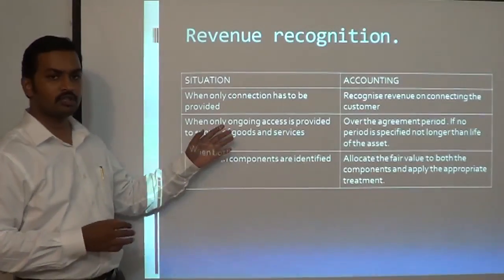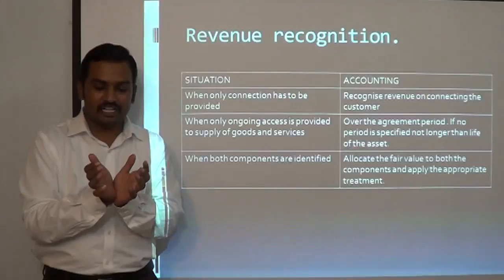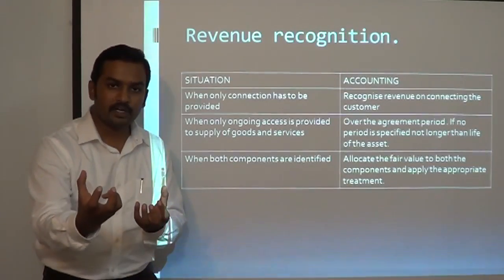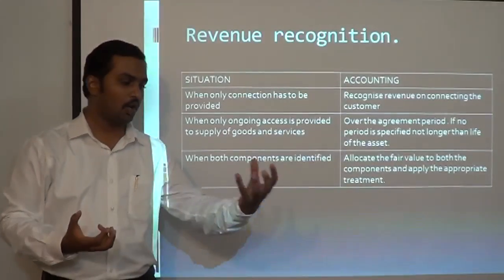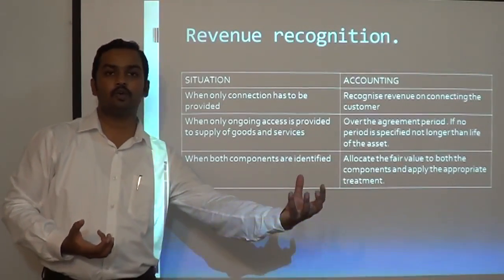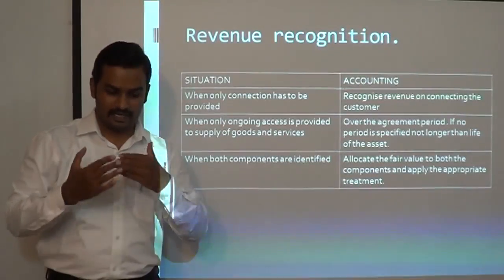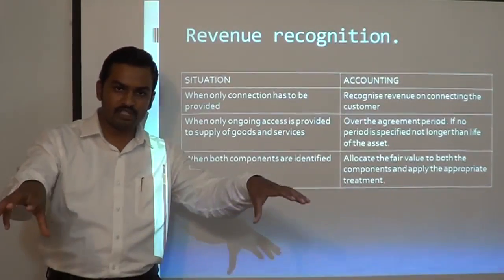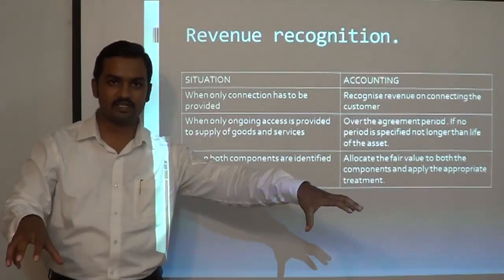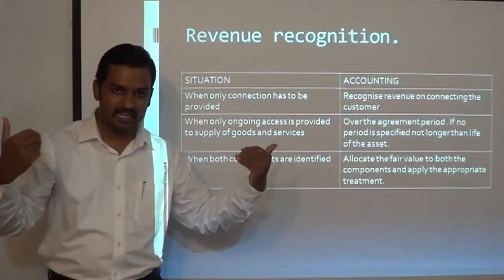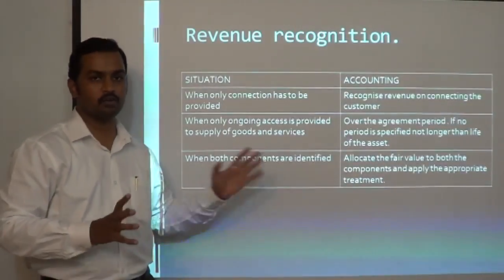If you have to provide both, then the fair value of the item of property, plant and equipment which has been received has to be allocated to the component relating to providing connectivity and the component relating to providing ongoing access to supply of goods and services. In exchange for the asset, if you have to provide both the services, connectivity and ongoing access, in such cases the fair value of the asset has to be allocated to these items and revenue recognized based on the relevant rules.